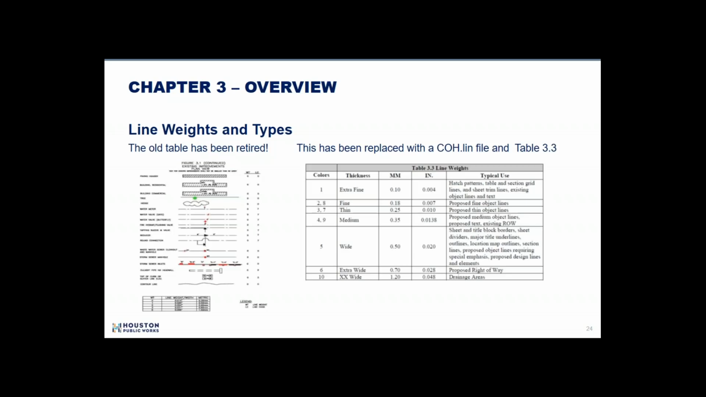So many of you recognize the table on the left. Anybody who's done plan production for the city should recognize that, since it's been up there for 25 years. So we felt it was time to retire that. We've now provided a line style file. The table on your right is what the LIN file has in it. It exists. Again, these are the preferences. This is what we want to see.